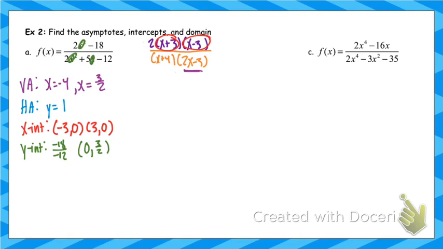And then here in a little bit, we're going to actually put this on the graph. But for now, we're just going to focus on finding all these components. All right, so let's go ahead and go on to our next one.